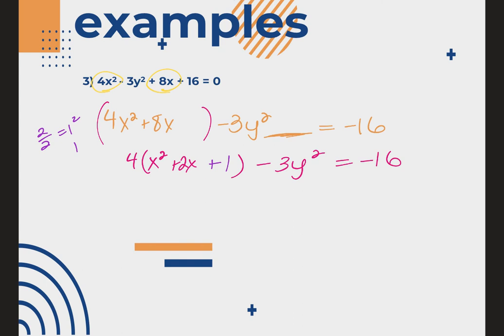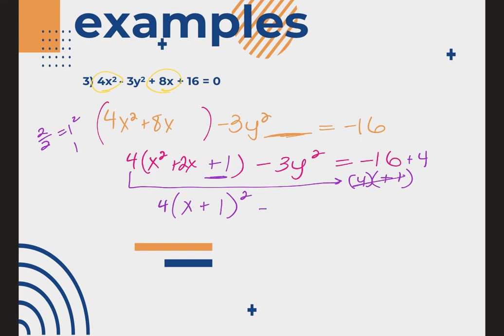So I added the 1 here. I would normally add the 1 here, but I took a 4 out, so I have to multiply it by 4 first. So I am adding 4. So now I get 4. Square root the first term, square root the last term, take the sign from the middle, put it in parentheses and square it. Minus 3y squared equals negative 12.